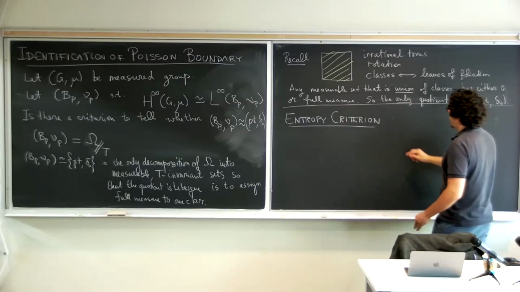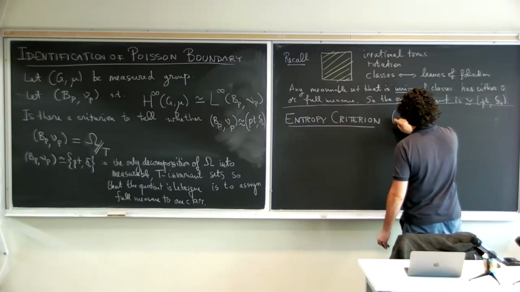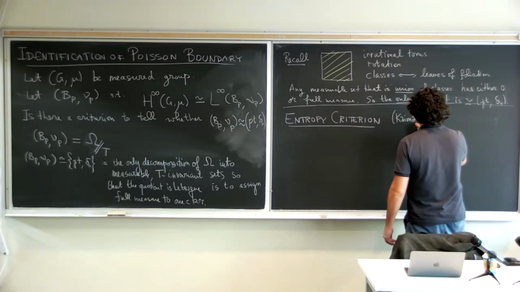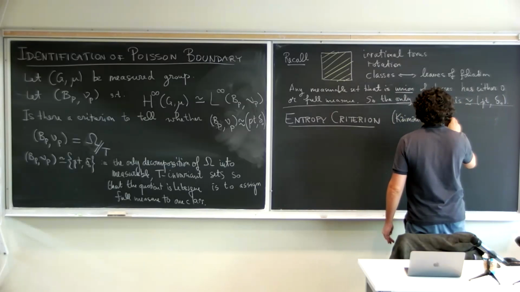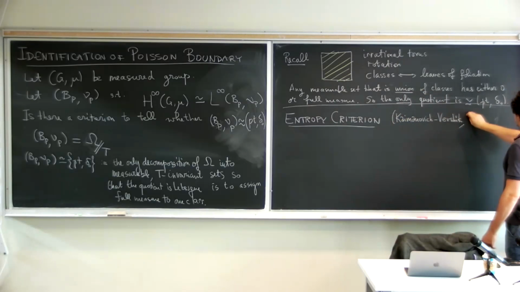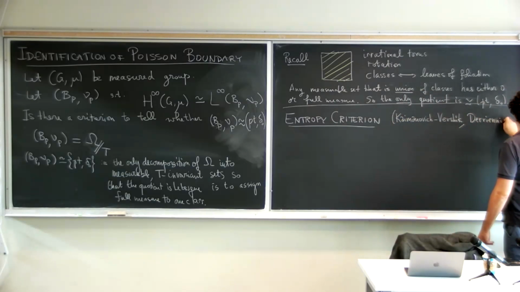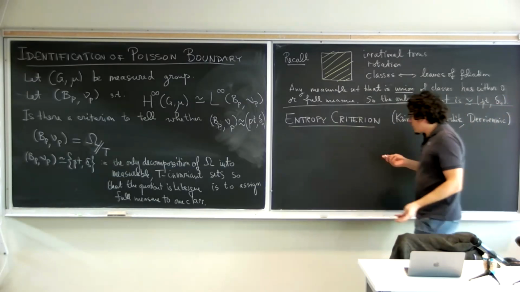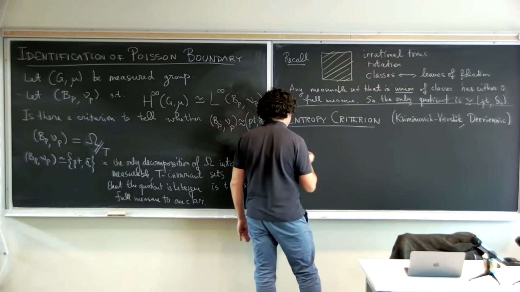So the entropy criterion has been proven by Kaimanovich and Vershik, I think around 83. It's in this famous Kaimanovich paper, and there's also, at about the same time, another paper by Derriennic. So these are independent, but the criterion is the same. And the criterion is really nice.